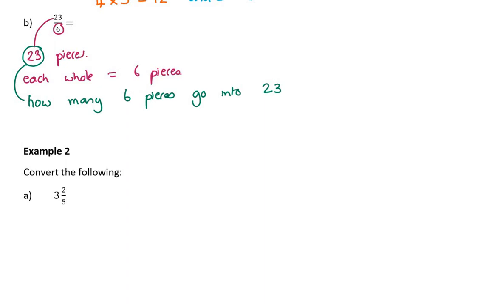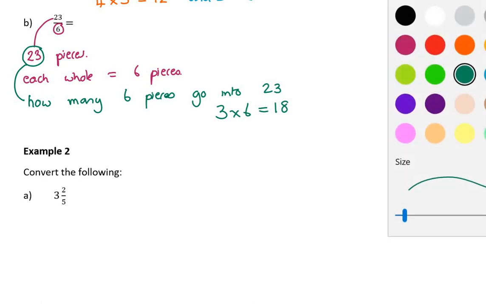Now if you think about it, 23 isn't divisible by 6. Now 24 is 4 wholes. Now I don't have 4 wholes because I don't have 24 pieces, which means I must have 3. So 3 times 6 would be 18. So 18 pieces would amount to 3 wholes.